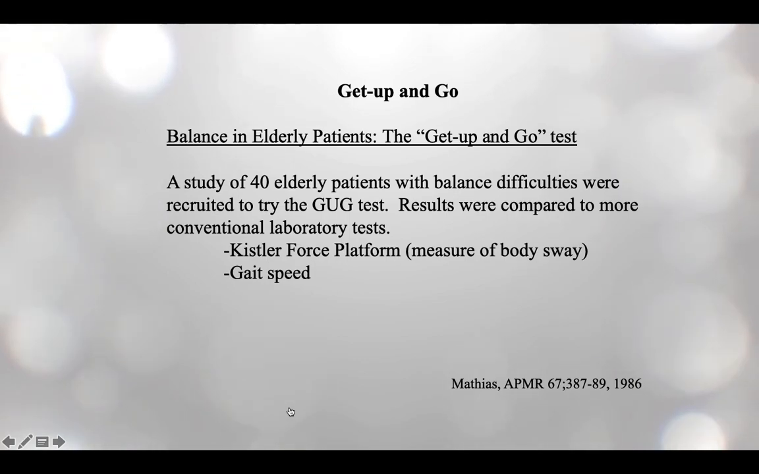Now let's move on to the get up and go. Get up and go, I told you there are two modifications for get up and go: timed get up and go, expanded timed get up and go. So let's see what is a simple get up and go.